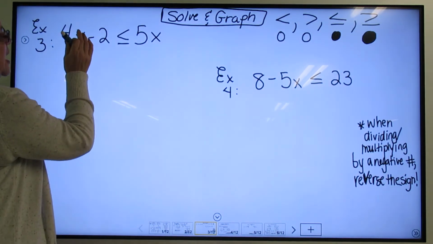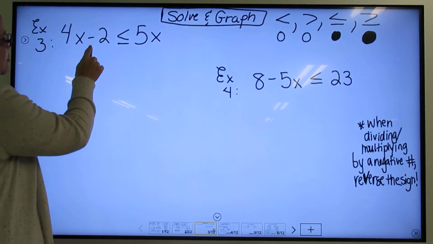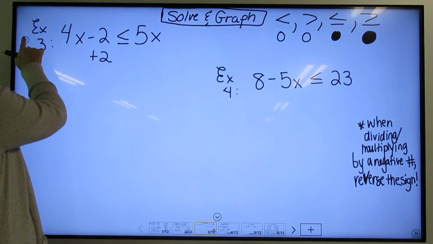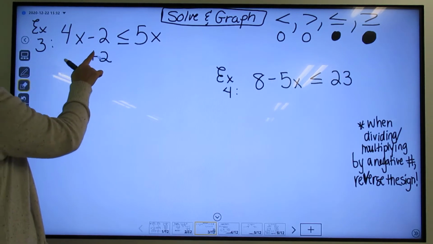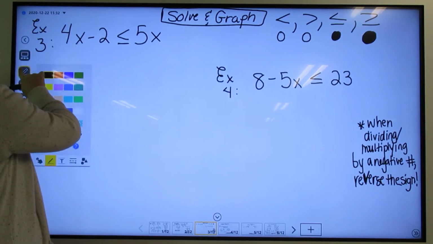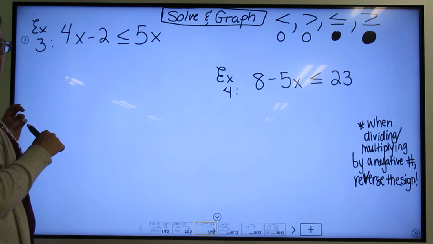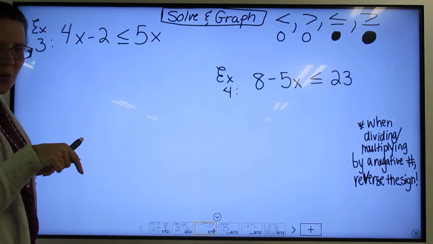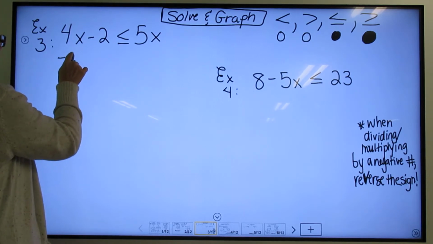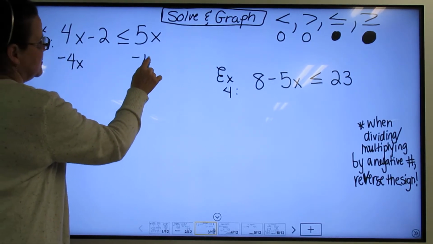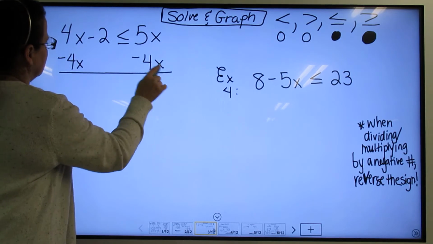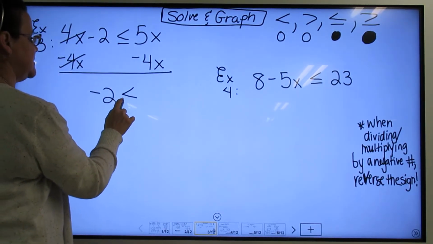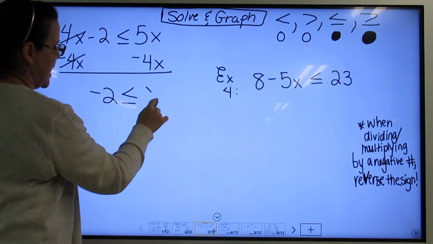So the opposite of subtracting 2 is going to be add 2. No, let me take that back. Why? Because I noticed that on each side I have a variable, and I was going to add the 2. I don't want to do that. I want to take away the 4x. So minus 4x and minus 4x. And then I have negative 2 is less than or equal to x.